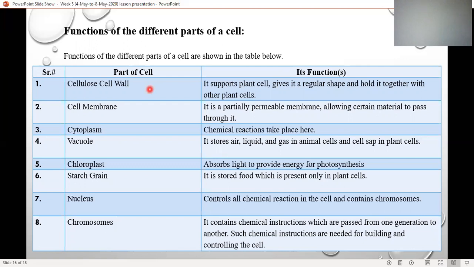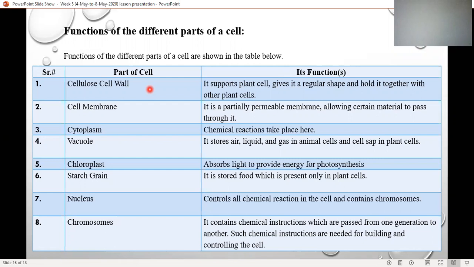It supports the plant, it's a regular shape, right? And to hold it. What is the function of cell membrane? It is also a part of animal and plant cell both. A cell membrane is a partially permeable membrane, allowing certain substances to pass through. I already described what permeable means in the last week's lecture. If you have any confusion about the partially permeable membrane, just go through that lecture.